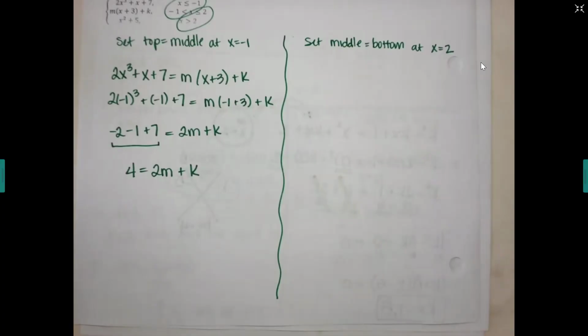Now x is +2, correct? Because you're setting the middle and the bottom equal to each other and their breakpoint is 2. Okay, good. Now I want you to solve this one for k and then substitute it for that. Do you remember how to do that from before?